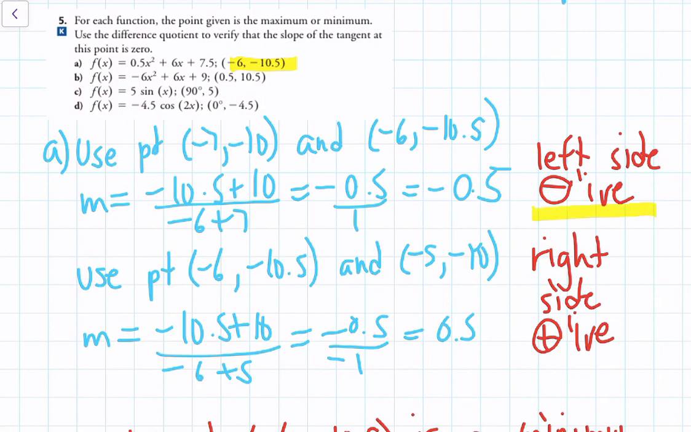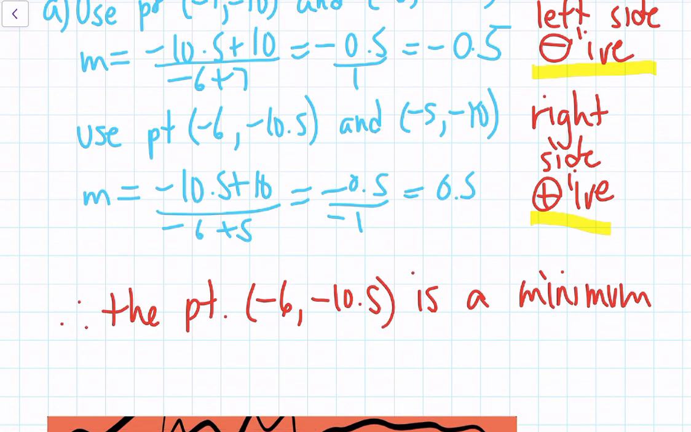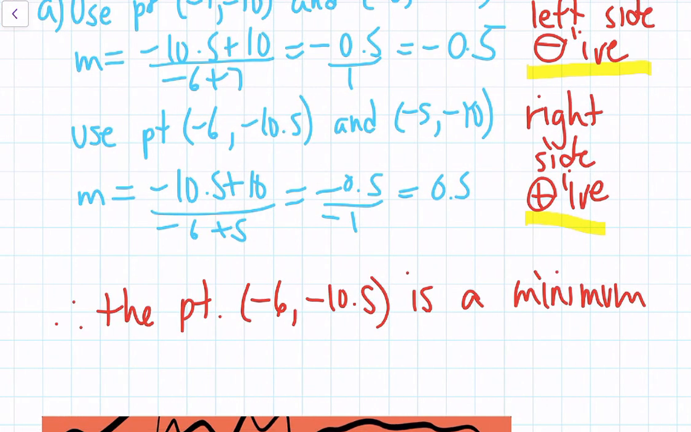That means that the left side of the function has a negative slope, and the right side of the function has a positive slope. And as we saw before in our summary, if it's a negative slope and a positive slope, that means we have a minimum here, which is exactly what happens with our given function. So that means that the point -6, 10.5 is at a minimum.